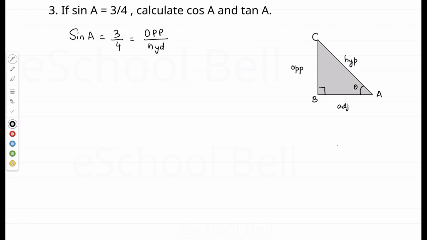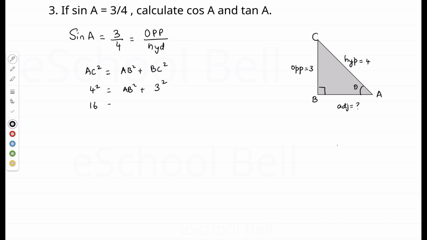So sine A is equal to 3 by 4. So opposite is 3 and hypotenuse is 4. We need to find the adjacent side. So using Pythagorean theorem, we can write AC square will be equal to AB square plus BC square. AC square is 4 square, that is equal to AB square we have to find out, plus BC square is 3 square.